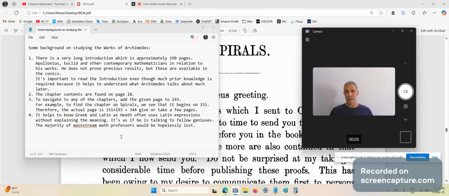And Heath, by the way, was a genius. How do I know? Because I am. Right. But anyway, so he writes the works of Archimedes as if he's talking to fellow geniuses. It's not written for little boys, it's big boy stuff. And of course, the majority of mainstream math professors would be hopelessly lost. They wouldn't understand anything. And I'll leave you with these 4 points.